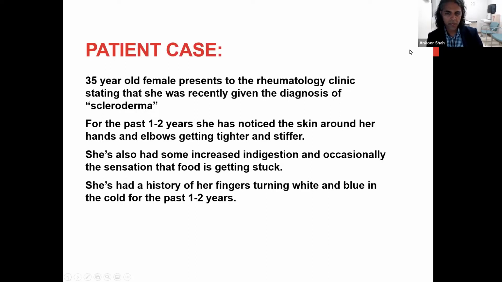She also had a history of her fingers turning white and blue in the cold for the past 1 to 2 years. So again, this is a fairly typical case of what I would say, just at face value, looks and sounds like early systemic sclerosis. But how do we think about it from a diagnostic perspective?